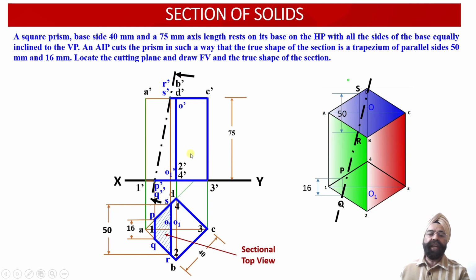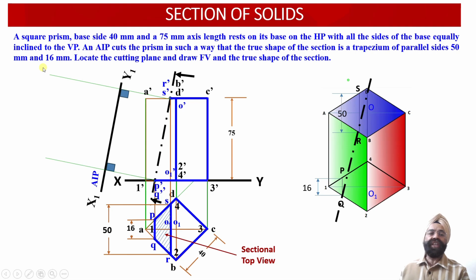So in order to obtain the true shape of this cut section, we have to look at the cut section from this orientation and draw an auxiliary inclined plane X1, Y1 parallel to this cutting plane. We have to draw projector lines through these 4 points P dash, Q dash, R dash and S dash onto this auxiliary inclined plane X1, Y1, and whatever projections we obtain onto the AIP X1, Y1.